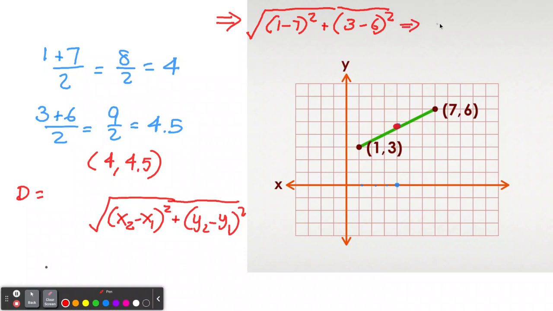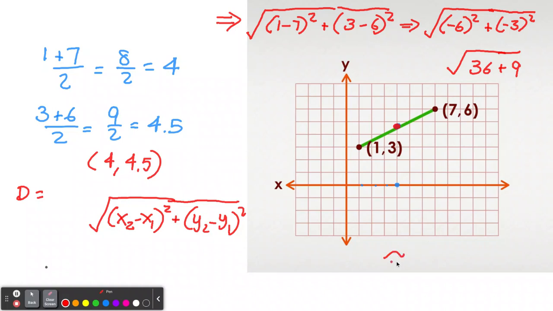I'll put another arrow over there. So 1 minus 7 is -6. You don't care if it's a negative because you're going to get a positive. So -6 squared plus 3 minus 6 is -3 squared. Getting closer. So we're going to have the square root of 36 plus 9, and that'll give us 45. So we know the answer will be the square root of 45.